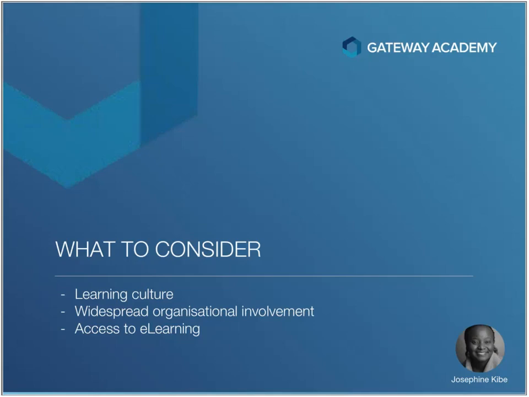So for this section, I'm going to look at what are those things that an institution needs to consider when they want to implement an e-learning program. Three important factors that all institutions must take into consideration when wanting to implement an e-learning program are: one, learning culture; two, widespread organizational involvement; and three, access to e-learning.